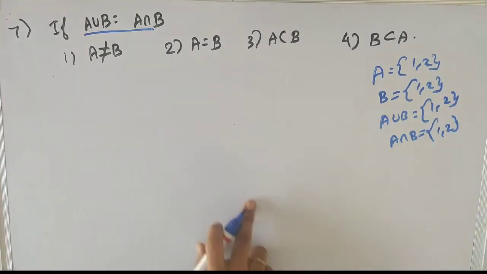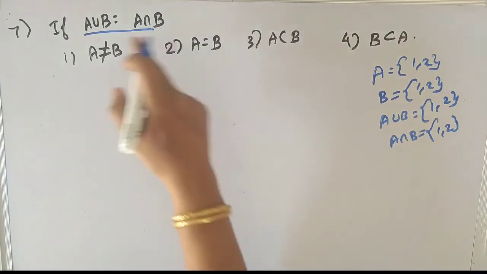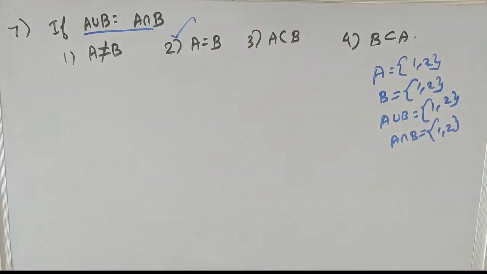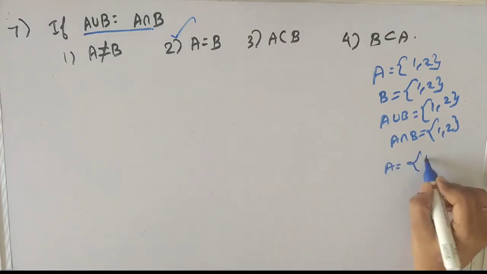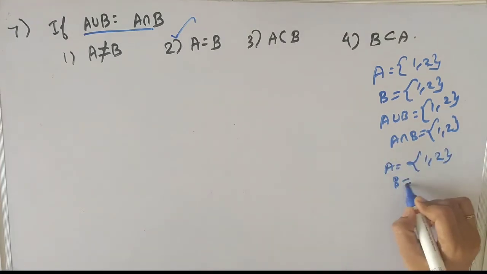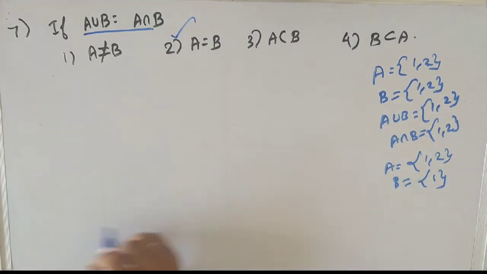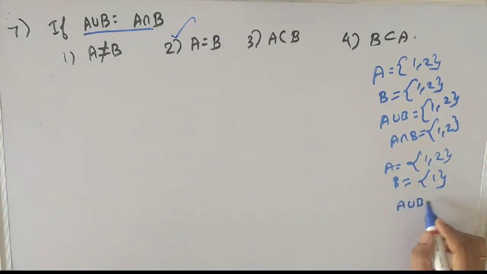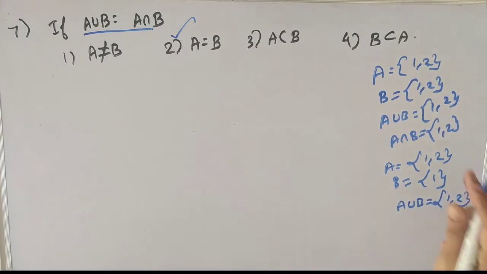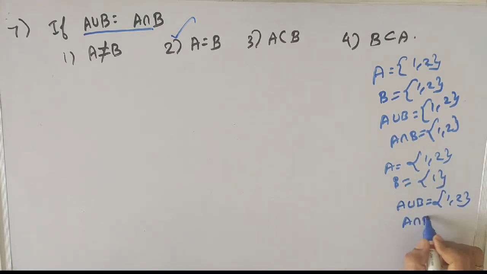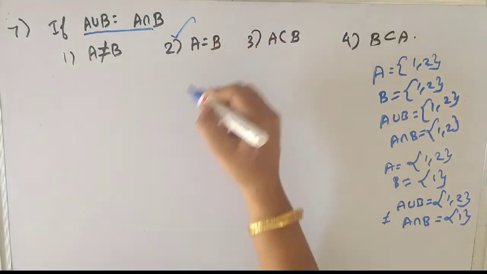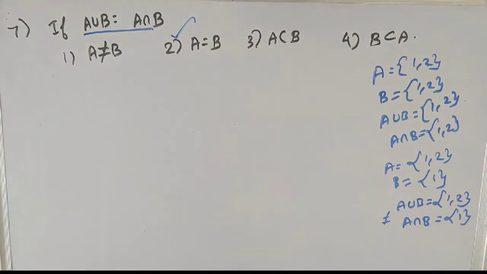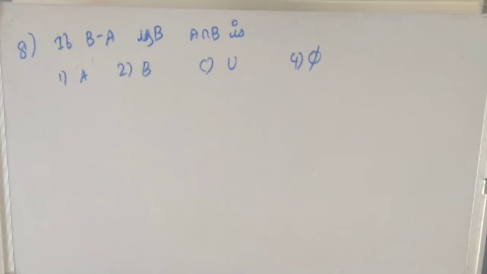So we can clearly say that A union B is equal to A intersection B when A and B are equal. Now we can take A not equal to B. That is, A = {1, 2} and B = {1}. Now what is A union B? A union B is all the elements, so {1, 2}. What is A intersection B? It's only the common elements, so {1}. Here A union B is not equal to A intersection B when A and B are not equal. Therefore the answer is A equal to B.